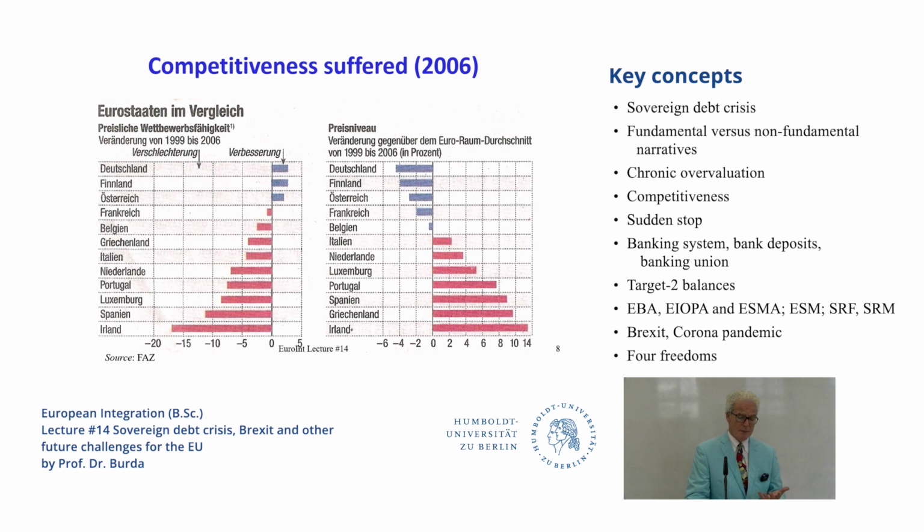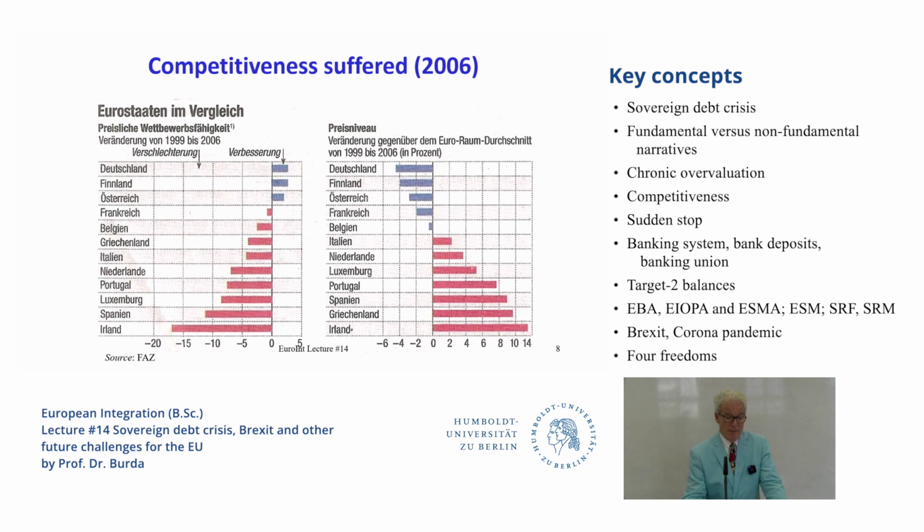We have a measure of price competitiveness in terms of the change, and you see that Germany, over the whole period 1999 to 2006, since the introduction of the euro, was becoming more and more price competitive relative to the other countries, the ones that are showing up in red.